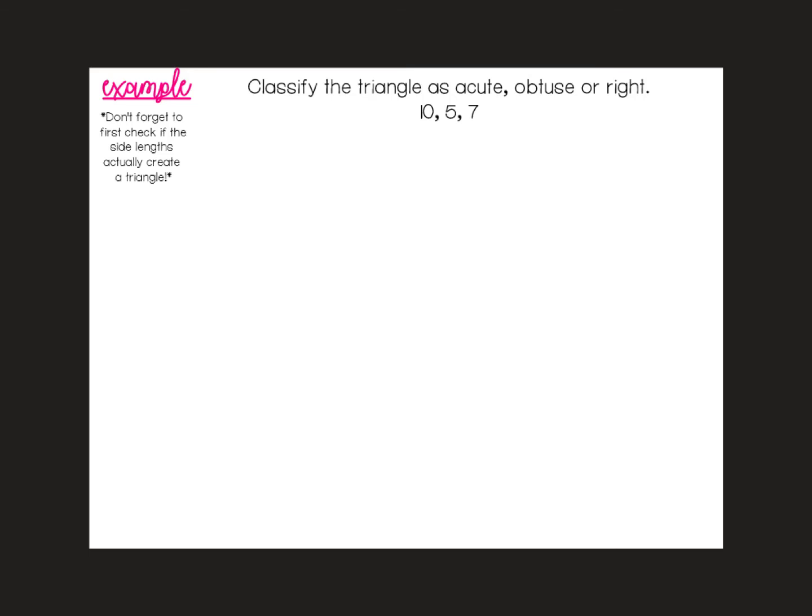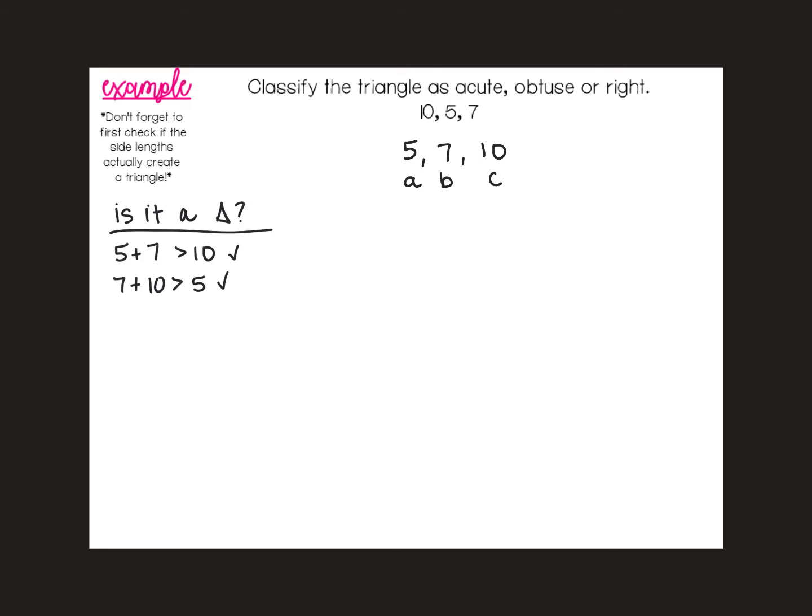Before you do any example, you always need to double check that the side lengths can actually create a triangle. I also like to personally put mine in order from smallest to largest. So this would really be 5, 7, 10, and then I just label them A, B, C. So first I need to check, is it a triangle? Quickly double checking that: is 5 plus 7 greater than 10? Yes. Is 7 plus 10 greater than 5? Yes. Is 10 plus 5 greater than 7? Yes. So yes, this is a triangle.